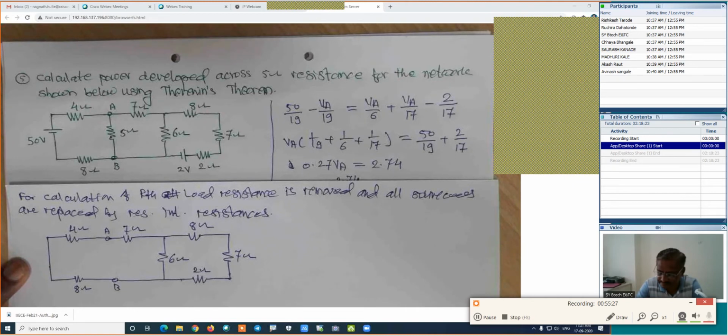Chaya, your screen is minimized. You are not focusing on the screen, Chaya.